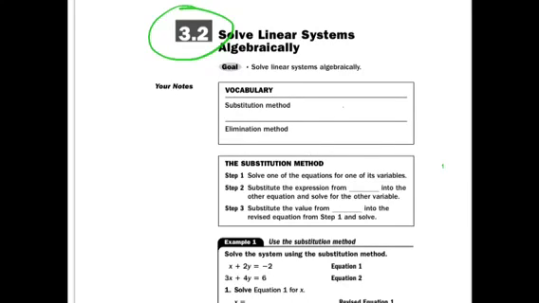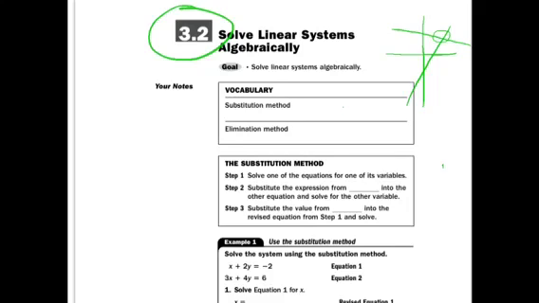We are on section 3-2, and what we're doing is solving linear systems algebraically. The last time we talked about solving through graphing. And really, the point that I wanted you to get out of solving through graphing is to know that when two lines cross, the solution is the spot where they cross. We're generally going to solve things algebraically or using our graphing calculator, so we're probably not going to solve them graphing by hand very often.